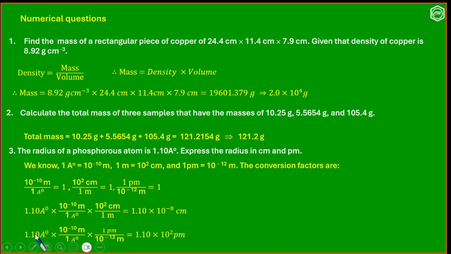Now, we can convert it into picometer. That is 1.10 angstrom into this unit factor. It converts into meter. When multiplied by the third one, it is converted to picometer. So it will be 1.10 into 10 raised to 2 picometer. We can do it in different ways. This is only one of the ways.